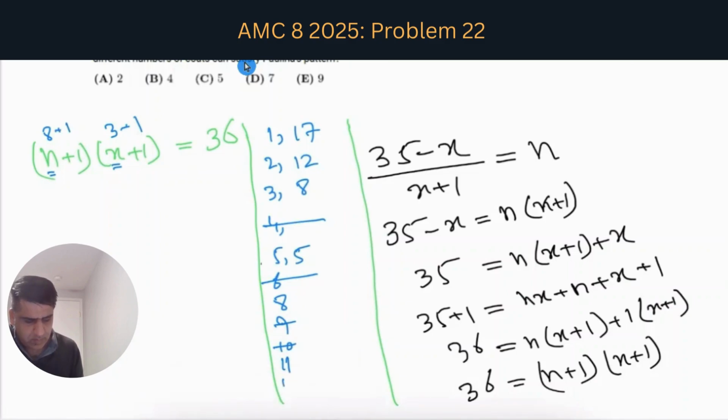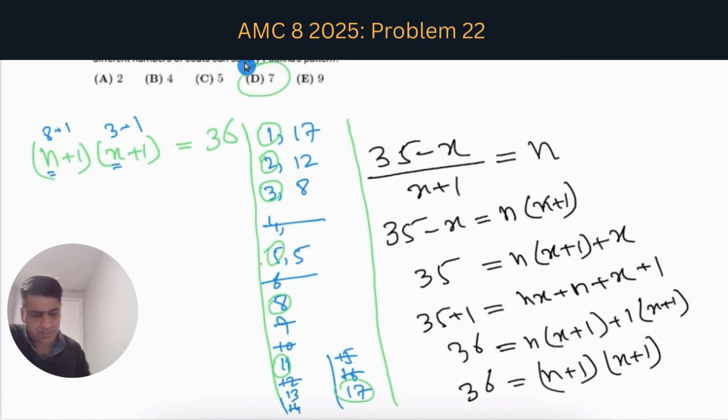So 12 will not work, 13 will not work, similarly 14 will not work, and if I check, then 15 will not work, 16 will not work, 17 will work. So then the options that I have, I will have 1, 2, 3, 4, 5, 6, and 7. So then the answer is D for this problem.